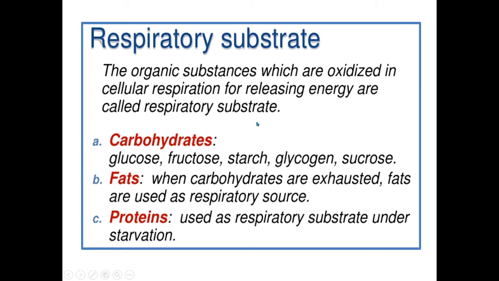Okay, so these are the principal respiratory substrates in the cells of higher plants. The most important among them are glucose, fructose, starch, glycogen, and sucrose. Glucose acts as a respiratory substrate directly. Fructose also directly acts as a respiratory substrate, but starch is hydrolyzed to glucose 6-phosphate first. Then sucrose is hydrolyzed to glucose and fructose before acting as a respiratory substrate.